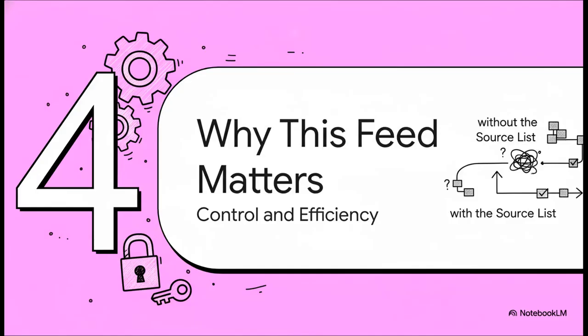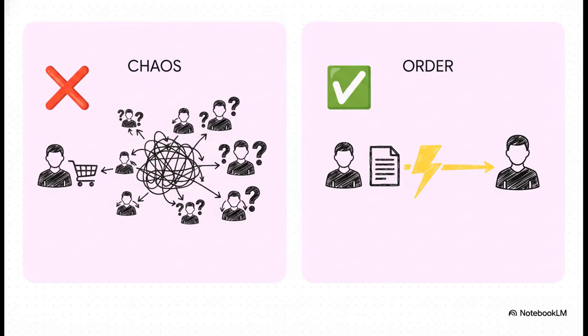So, why go through all this trouble to set up this vendor feed? The answer is simple. It's all about control and efficiency. Let's just take a quick look at the difference between a world with a source list and one without. Without a source list, it's just pure chaos. Your purchasing team is scrambling, trying to figure out who to order from. That leads to mistakes, delays, and yeah, probably using some unapproved, way too expensive vendors. But with a source list, the whole process is automated, it's lightning fast, and it's always perfectly in line with your strategy. You get total control over your supply chain.